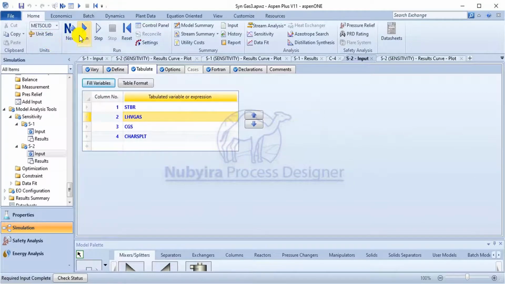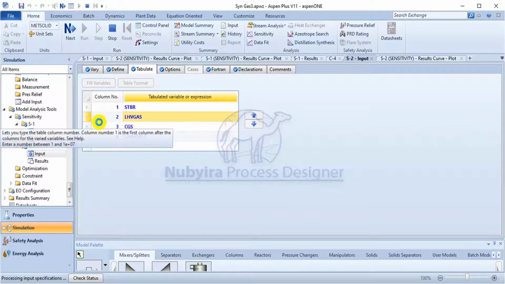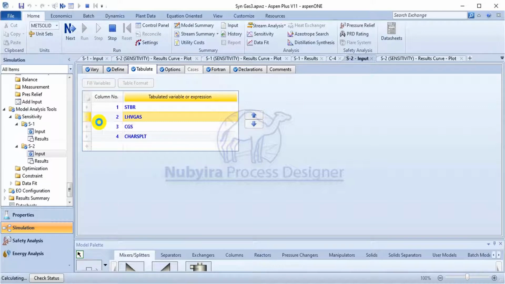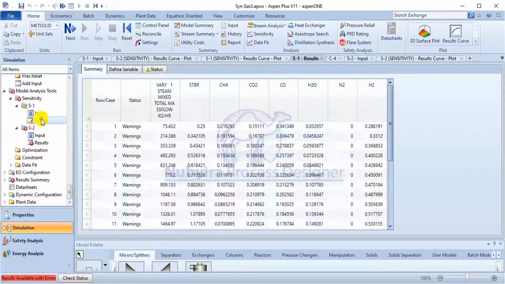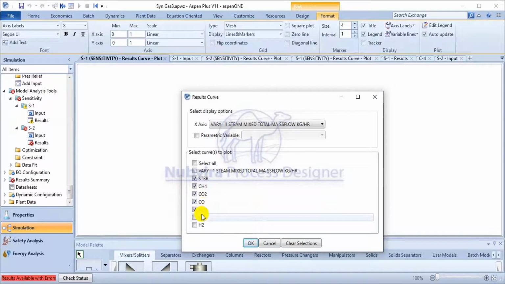So I can run the sensitivity analysis and check my results and my plots and find the relationship between the components and the steam to boiler ratio. Maybe the components' mole fraction in composition increases or something. Okay, this one is also showing error, but the first one is not showing error. How funny. So let's check. This one is quite fine. Let's check the first one that is not showing error first.